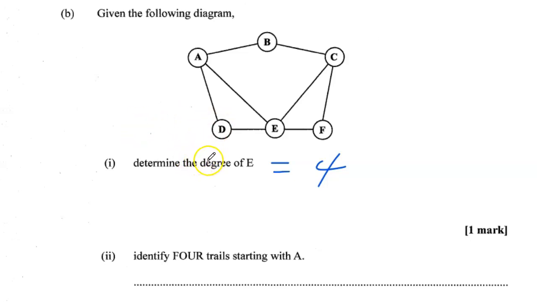So we have to start at A, and we try to visit all the vertices without covering an edge twice. A vertex is labeled by the letters there, and an edge is a line that runs from a point to a point. So for the first trail, we can go from A to B to C, then to F, then to E, and then to D.